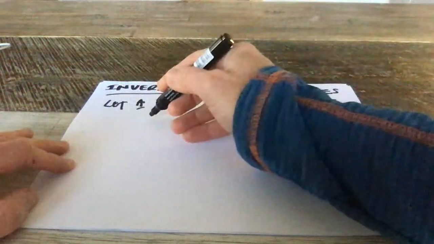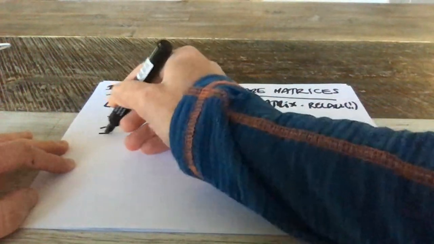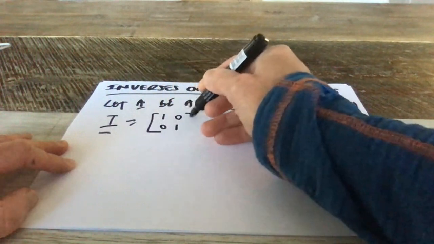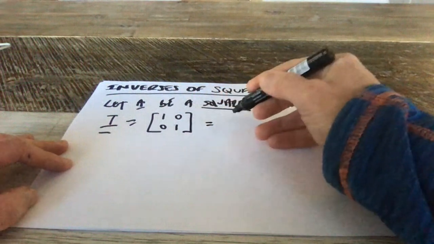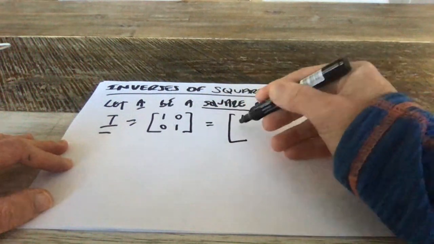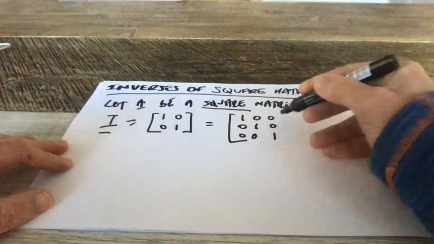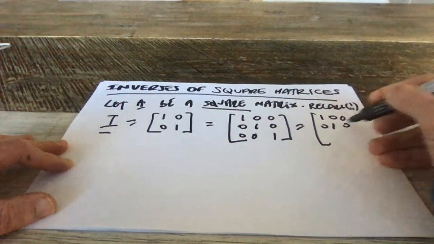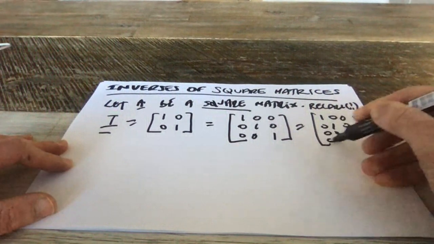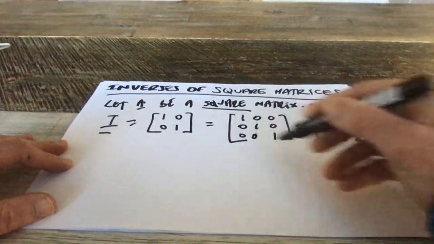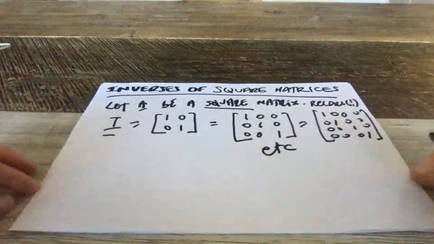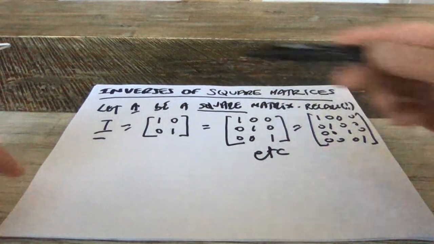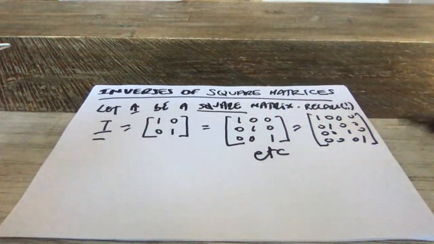Remember the identity. I is either 1, 0, 0, 1, is equal to 1, 0, 0, 0, 1, 0, 0, 0, 1, is equal to 1, 0, 0, 0, 0, 1, 0, 0, 0, 0, 1, 0, 0, 0, 0, 1, etc. So I is the identity. It was called the identity matrix. And what form it has depends on the context.